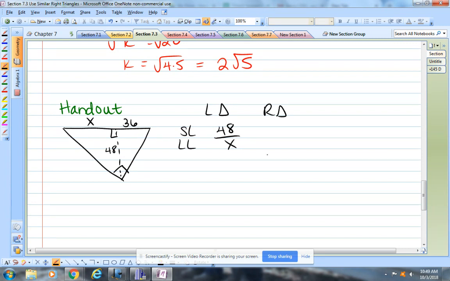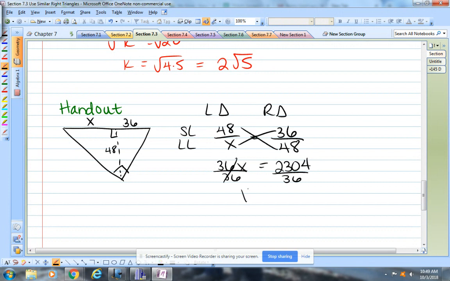Yeah. What's the short leg on the right-hand triangle? 36. Over what's the long leg? 48. So then we're going to solve this proportion. So cross multiply. X times 36 is 36x, guys. And what's 48 times 48? Say it again, 2,304. And then if I divide both sides by 36, what do I get?